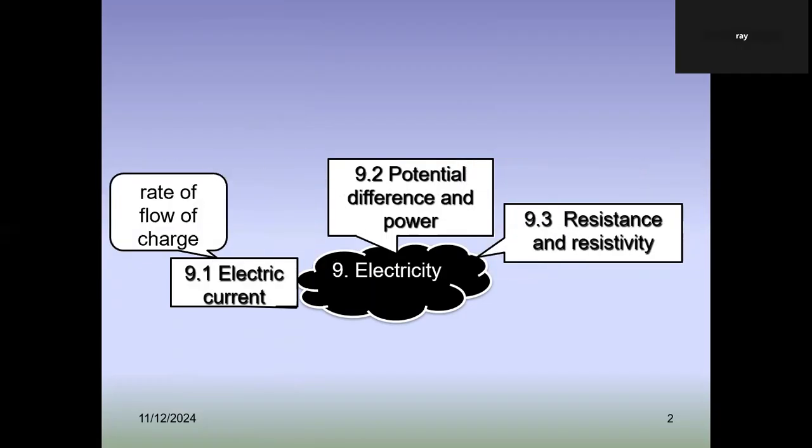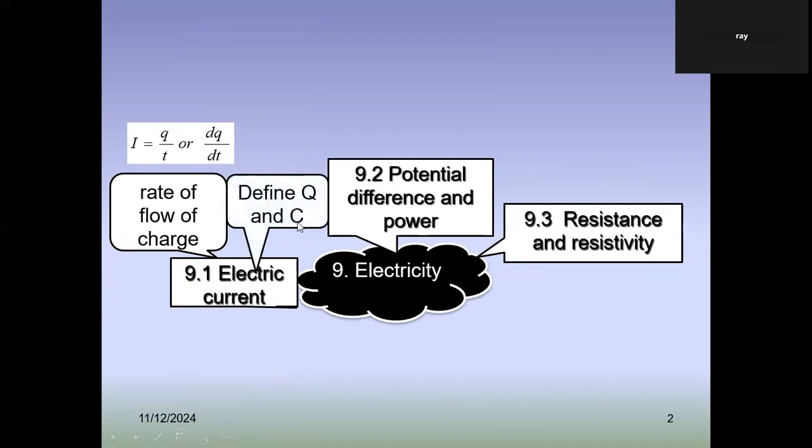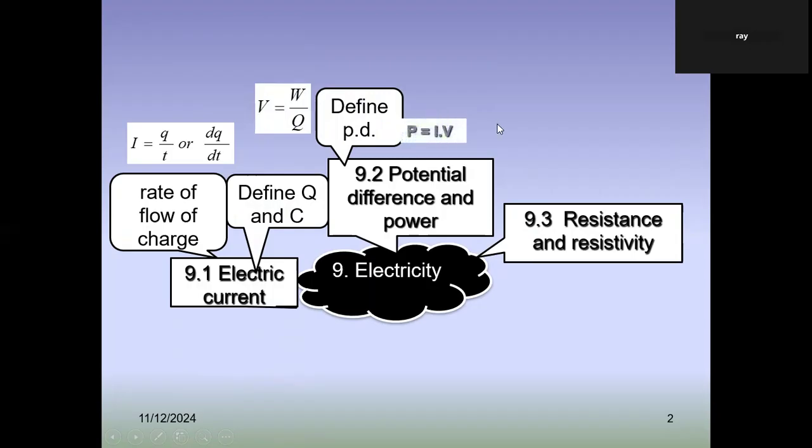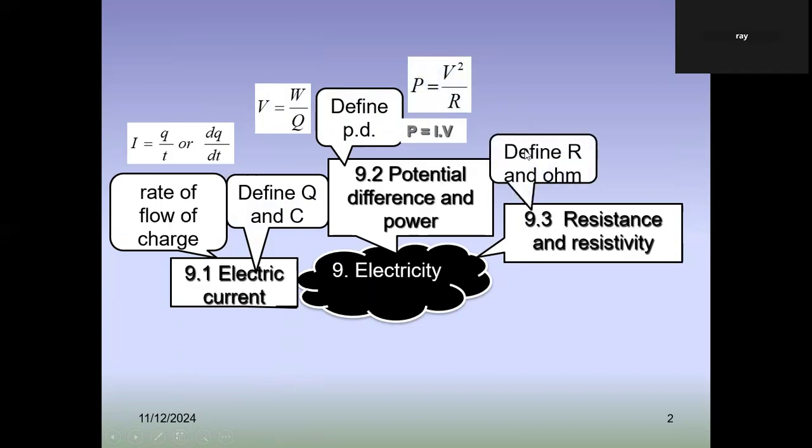That's our definition: rate of flow of charge for electric current, or summarized by the formula. Then define charge and coulomb. Define PD. That's our definition for PD. And derive this equation: power equals current times potential difference. So this is an alternative formula. And define resistance and ohm.